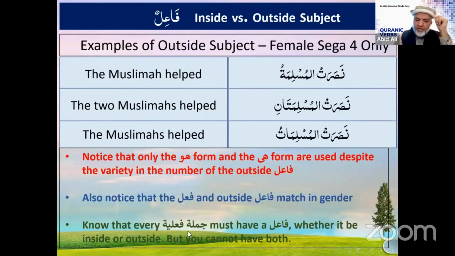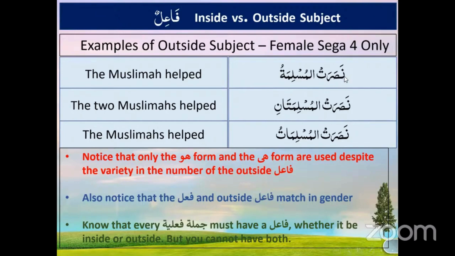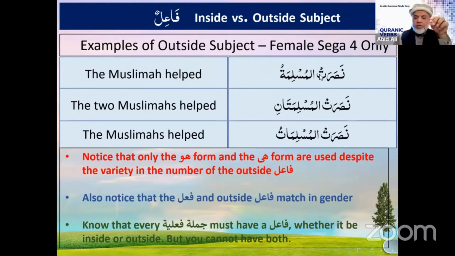So the other key thing is that a Jumla Fi'liya must have a fa'il. Do we know that already? The fa'il has to be there with an action, whether it be inside or outside. You cannot have both. Can I say "she helped the Muslima"? No. I don't have to say "she" anymore, because "she" was there only if al-Muslima was not there. The moment I bring al-Muslima, the "she" is dropped. I cannot have both "she" and Muslima.